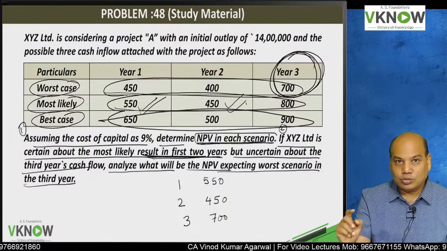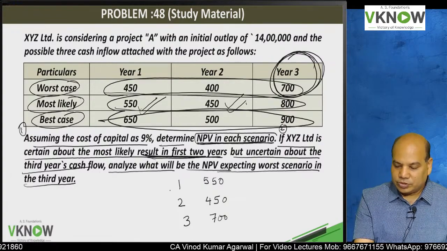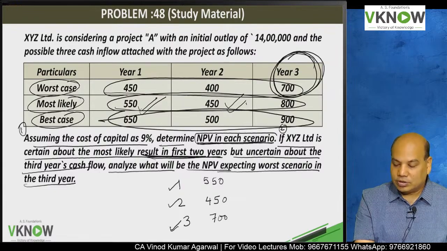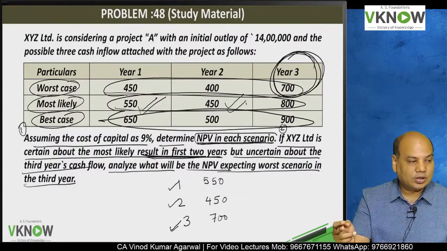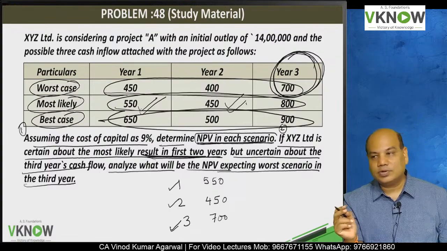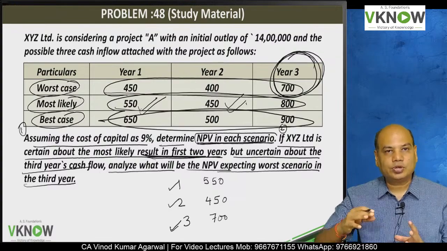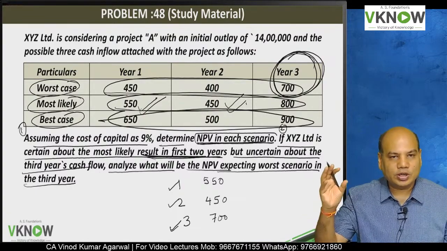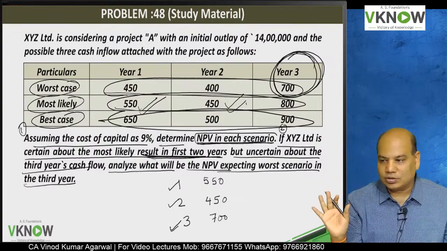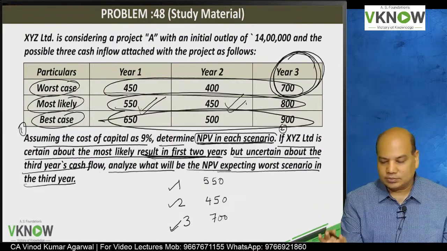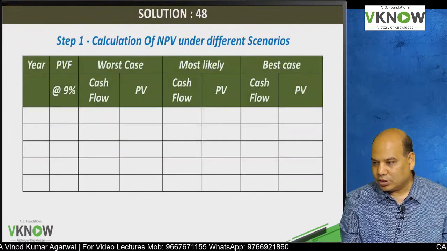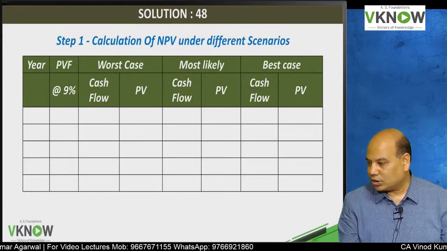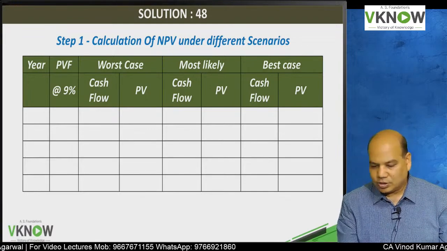So you have to recalculate NPV assuming most likely scenario in the first and second year and worst scenario in the third year. That is the advantage of this scenario analysis. You can take some most likely figure also, and you can take one figure from worst case scenario also. So mix and match is possible. So we have to write how many answers? Total 4 answers. Is it right? Come on, start.